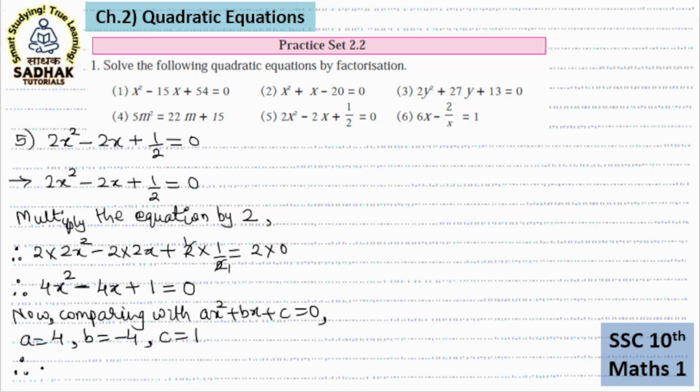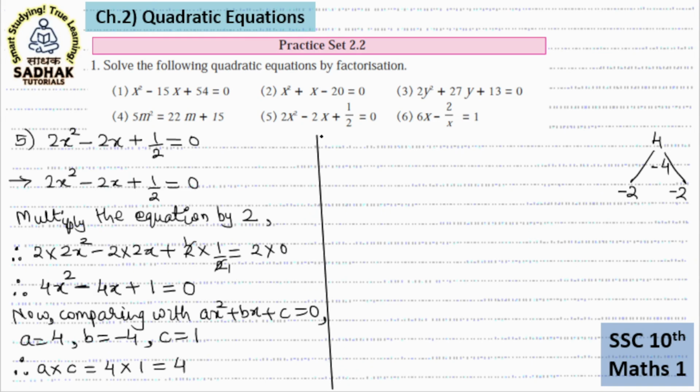Okay, therefore a multiplied by c will be 4 multiplied by 1, that is 4. Okay, so we have to find the factors of 4, such that the addition of those factors will be the value of b, that is minus 4. Okay, so this is very easy. So 2 2s are 4, fine, and minus 2 plus minus 2 will give us minus 4. Okay, so minus 2 multiplied by minus 2 will give us plus 4, and minus 2 plus minus 2 will give us minus 4. Okay, so these are the factors that we are going to use to split the middle term.